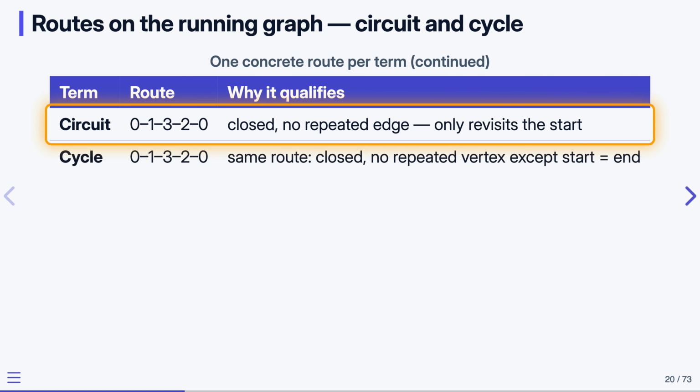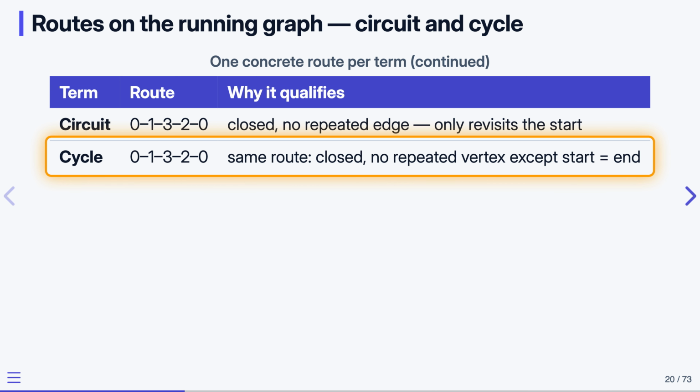For a circuit on this graph, take 0, 1, 3, 2, 0. It is closed, it repeats no edge, and it only revisits the start. And for a cycle, take exactly the same route, 0, 1, 3, 2, 0. It is closed and repeats no vertex except the start, which equals the end.